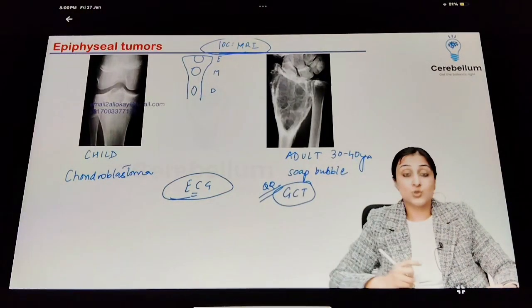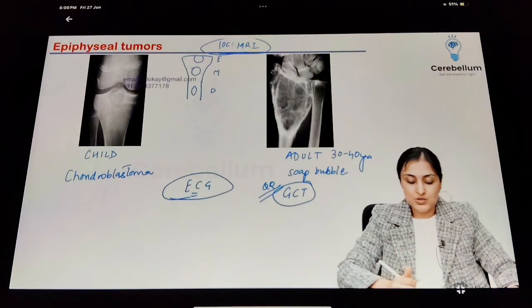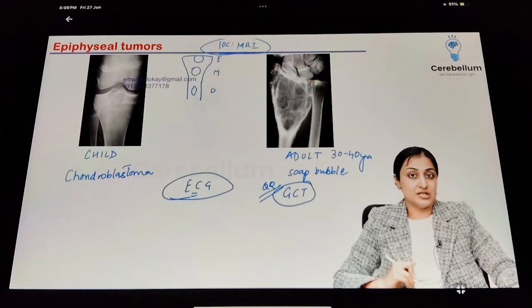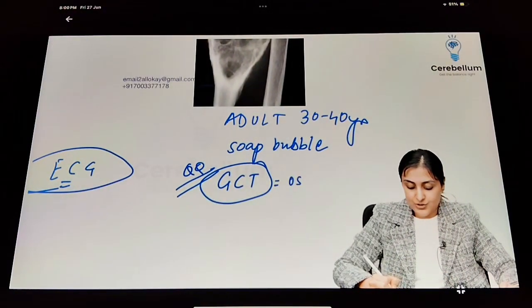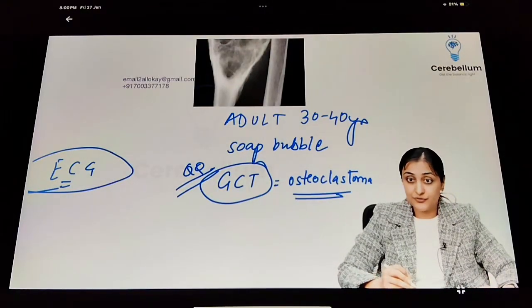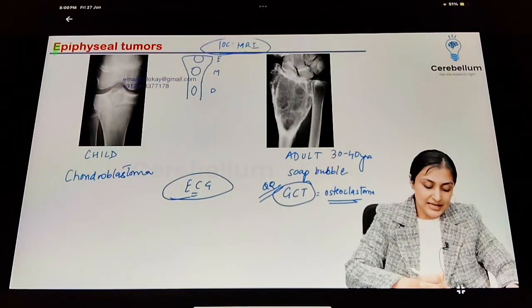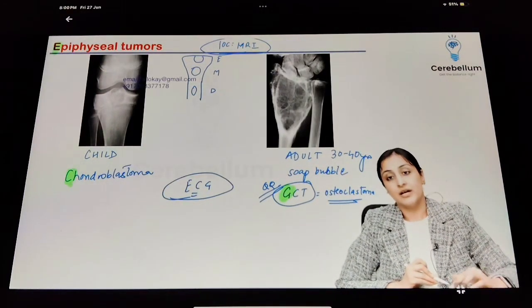Perhaps the most commonly asked question in the history of entrance exams is this. Don't get this wrong. If you see a 30 to 40-year-old patient with an expansile epiphyseal lesion with a soap bubble matrix, this is giant cell tumor. The other name of giant cell tumor is osteoclastoma. So the osteoclasts are the giant cells of the bone. So this is osteoclastoma. Is this clear? So remember, ECG, epiphyseal is chondroblastoma or giant cell. Age will do the job for you, right?